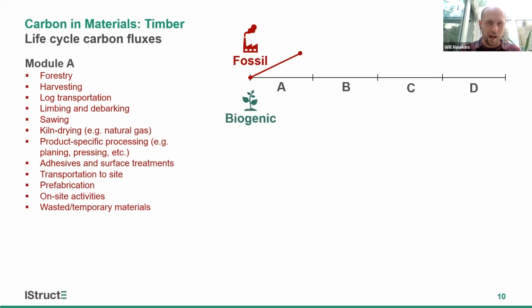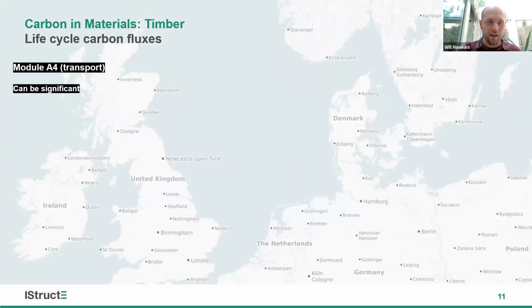Okay, and in module A4 and 5, we also have transportation to site, prefabrication, on-site activities, and any wasted temporary materials, as we do for anything else. Now for timber, those module A4 emissions can be quite large, and they can be a little bit counterintuitive as well. So in the UK, we're often sourcing our timber from Scandinavia.